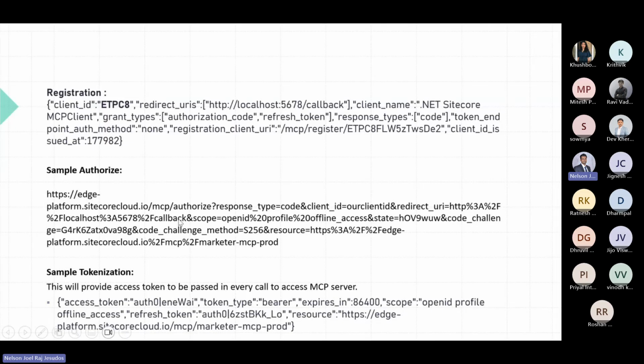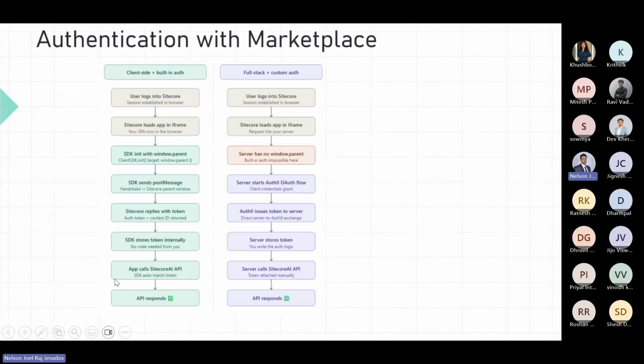I hope you guys have already seen this sample authorization URL. Basically, this is a URL that we place in the browser, and it will prompt you with a screen. From there, all the actions will be taken care of. I will show it in action right now. And finally, the sample tokenization. This is where the access token will be retrieved, and from there we will be accessing it.